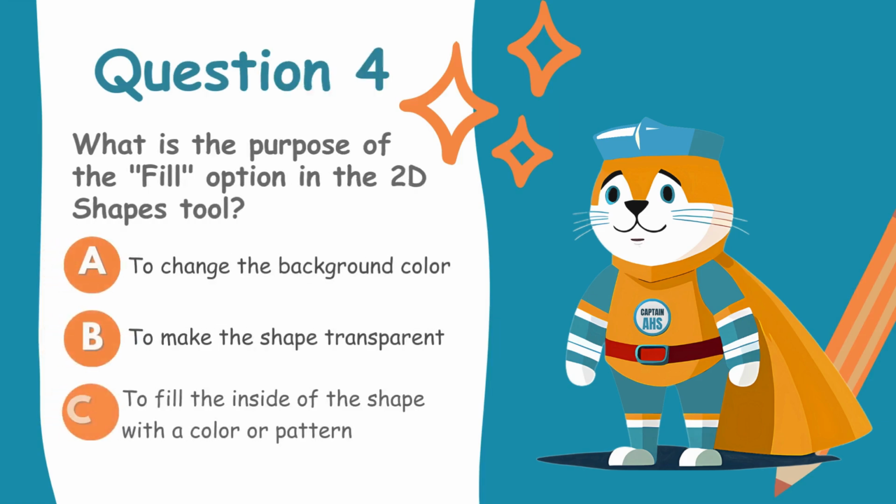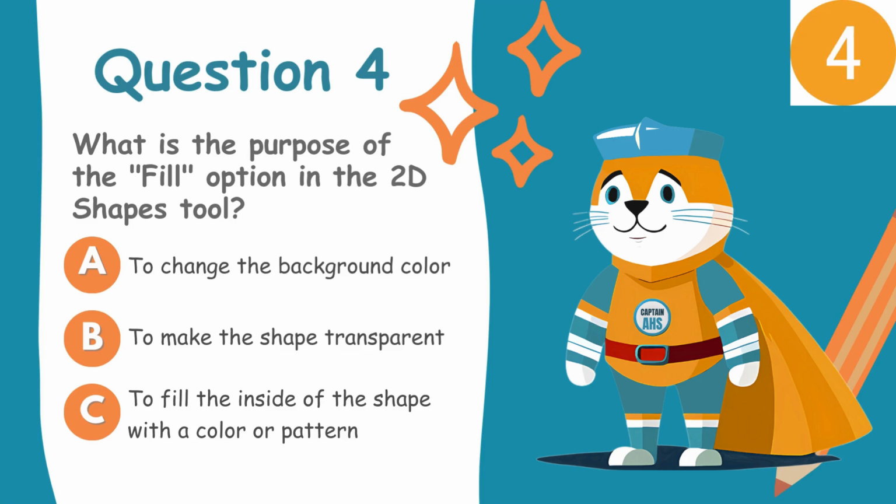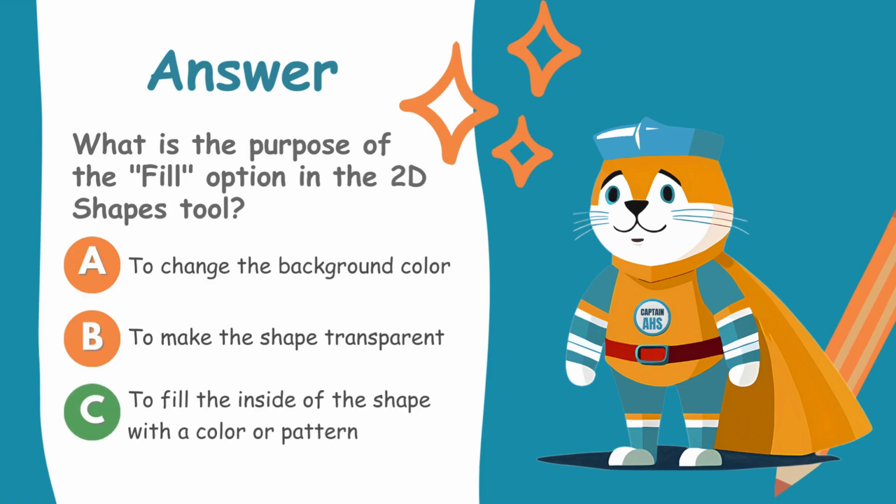What is the purpose of the Fill option in 2D Shapes tool? Option A, to change the background color. Option B, to make the shape transparent. Option C, to fill the inside of the shape with a color or pattern. Option C, to fill inside of the shape with a color or pattern.